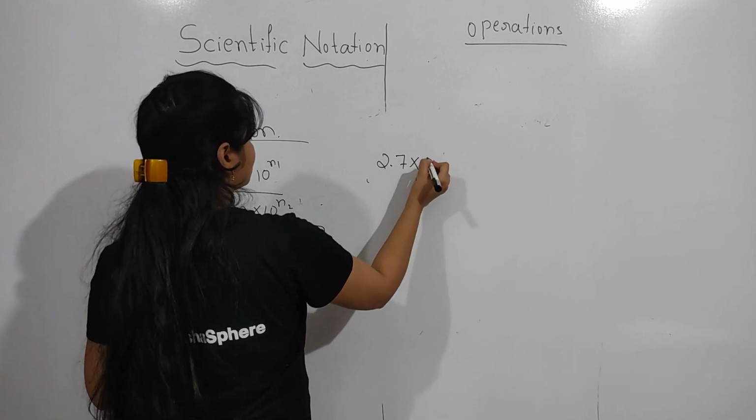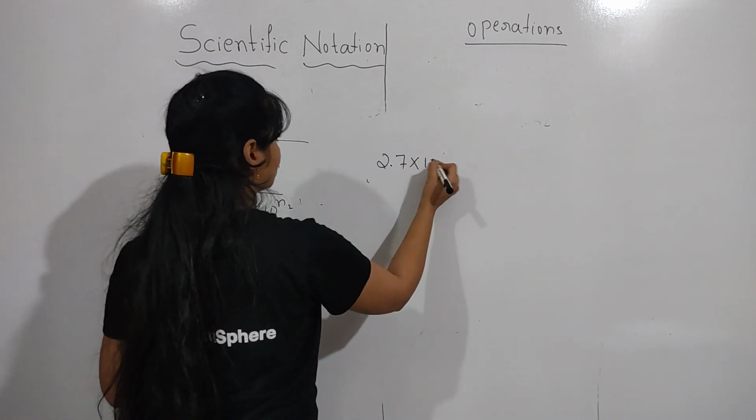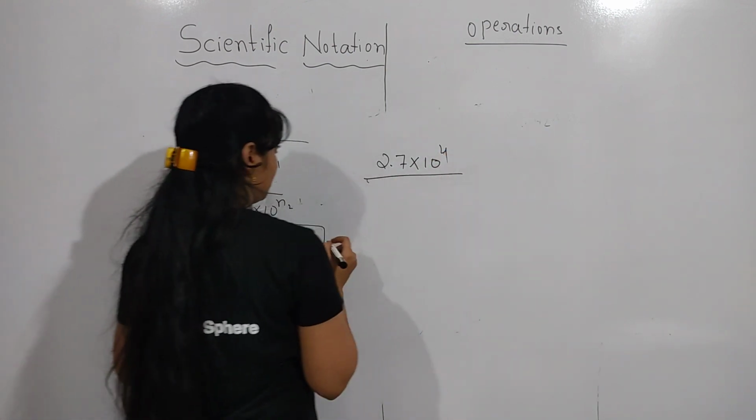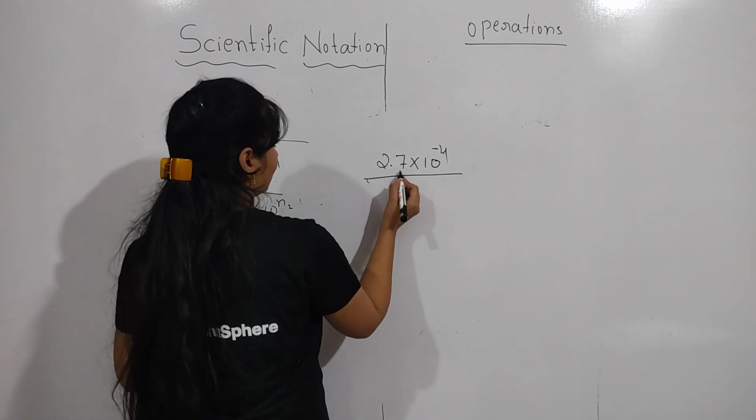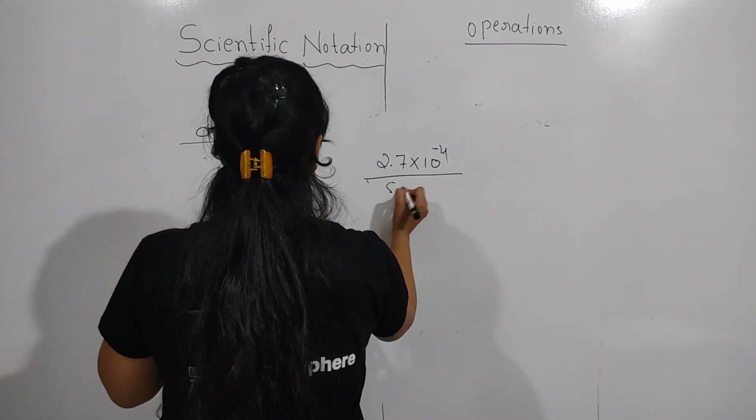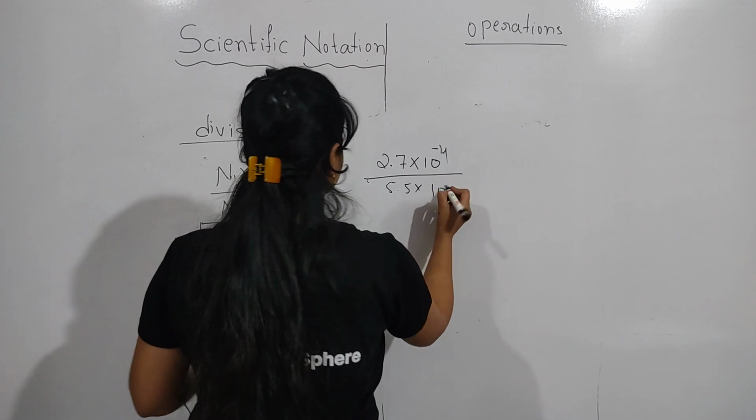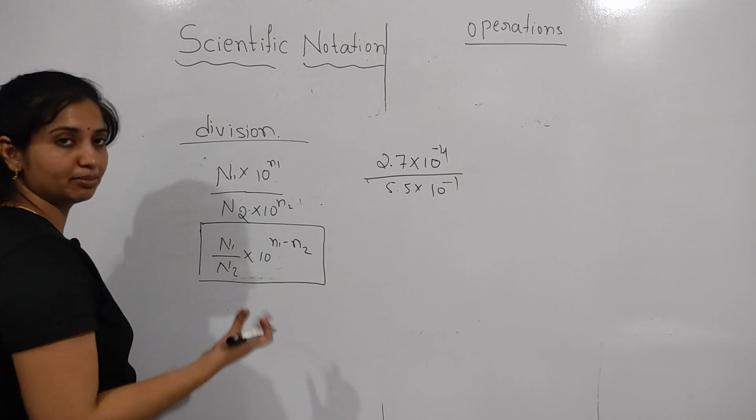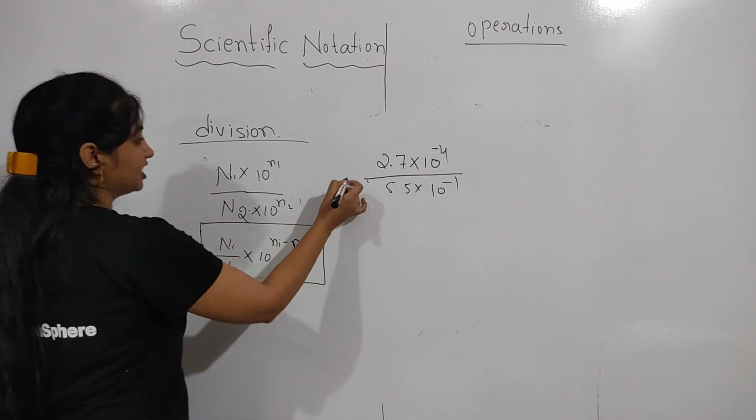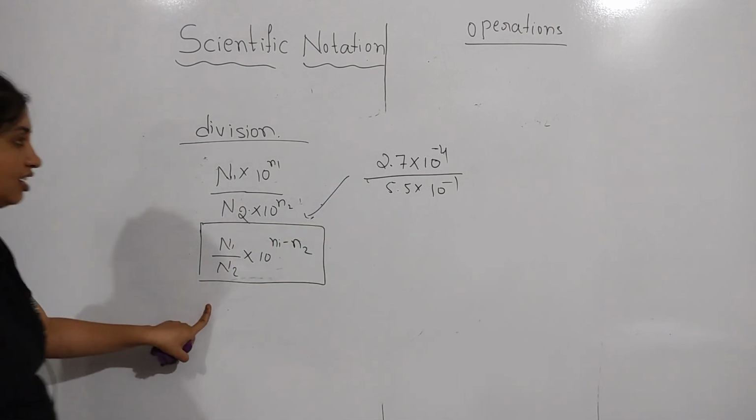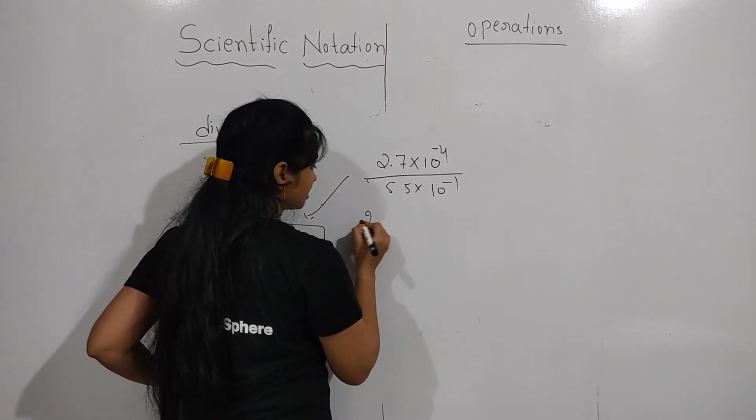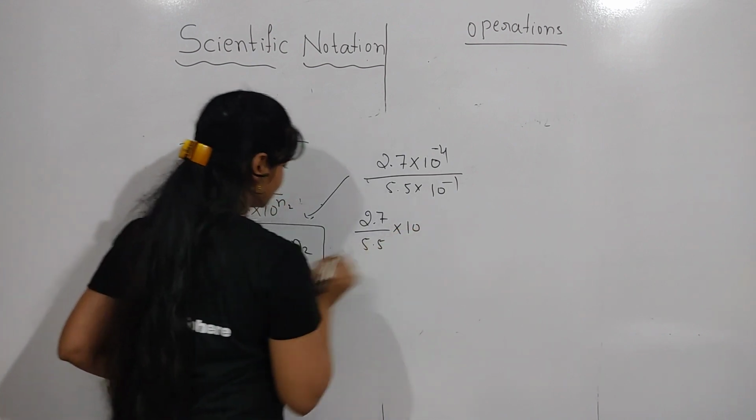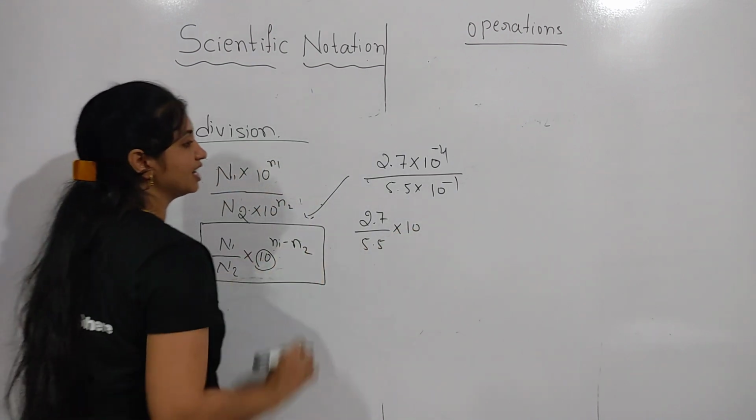2.7 into 10 raised to 4 divided by 5.5 into 10 raised to minus 1. Then what will be the answer here? Just write it in the form of n1 by n2, that is 2.7 divided by 5.5 into 10 raised to n1 minus n2.